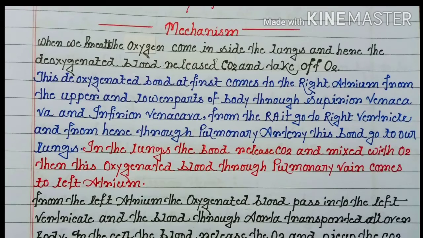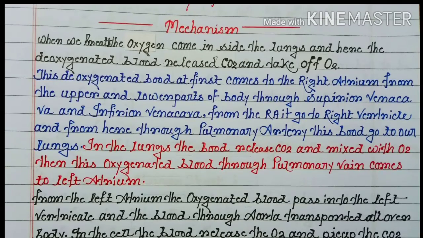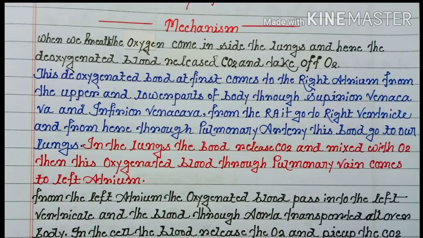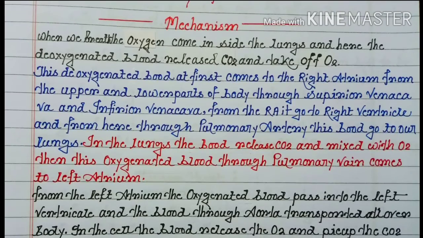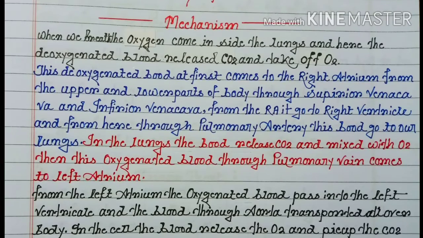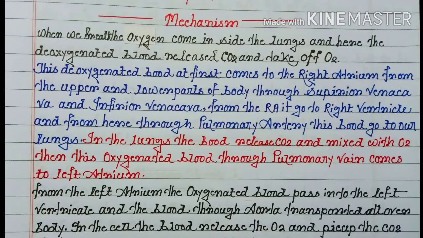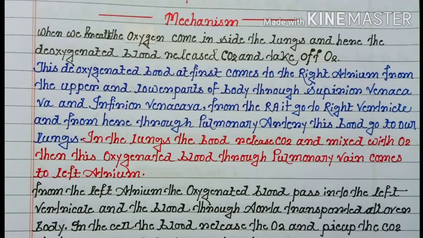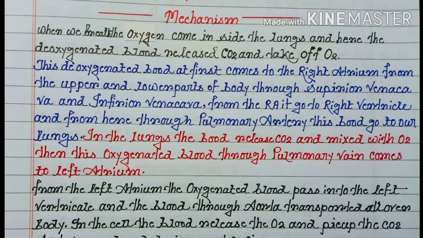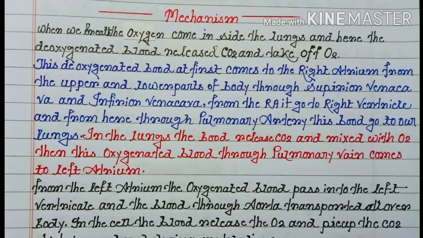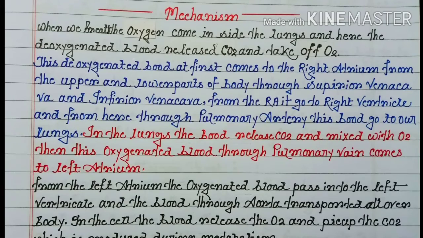The mechanism of blood circulation through the human heart. Now look, when we breathe, oxygen comes inside the lungs, and here the deoxygenated blood releases carbon dioxide and takes up the oxygen. This deoxygenated blood at first comes to the right atrium from the upper and lower parts of our body through the superior vena cava and inferior vena cava. From the right atrium, this deoxygenated blood comes to the right ventricle, and from here through the pulmonary artery this blood then goes to our lungs.